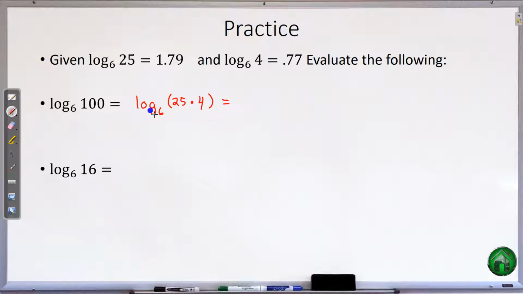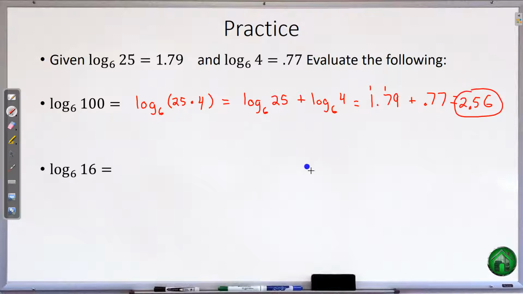Now I'm going to separate this log. I'm using the property backwards, and so this can be log base 6 of 25 plus log base 6 of 4. And now because I know something about these two, it was given, I can write this as 1.79 plus 0.77, and then add those two together. We have a 6, carry the 1, 14, 15, carry the 1, and 2. 2.56 it looks like.